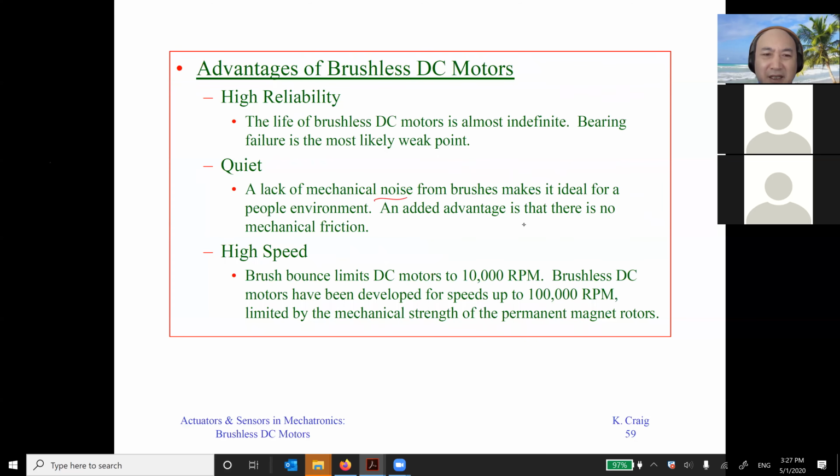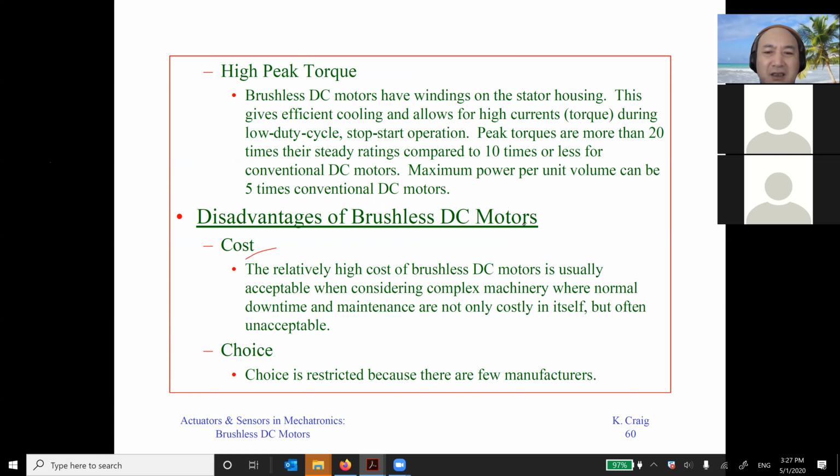And it could be high speed. Because you have brushes, you cannot go to very high RPM, so maximum maybe just 10,000. The brush will bounce. Okay, will dance. For brushless, you can do 10,000 RPM, 100,000 RPM, one order of magnitude more. The downside is that with the electronic commutator, the cost is higher. Okay, the choice is not as wide as brushed DC.